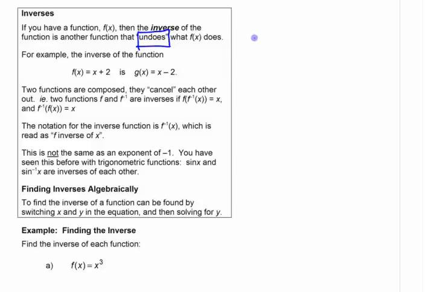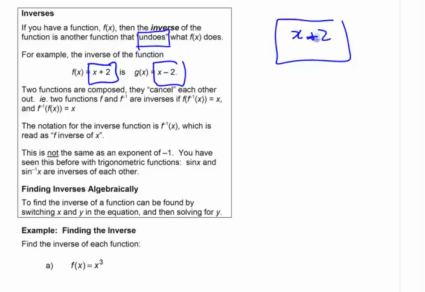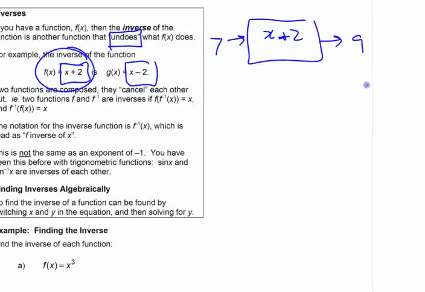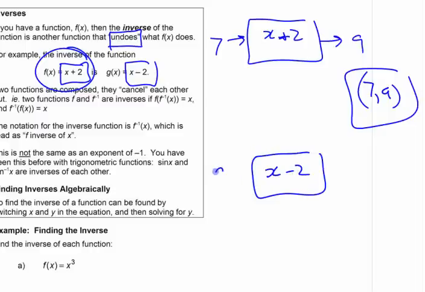In mathematics, the inverse of a function is the opposite function. Adding 2, the opposite of that is subtracting 2. So if you have a rule that says take a value and add 2, and you take a number, 7, you get a 9. So the point (7, 9) is on that function. If you take the inverse of that function, which is the opposite, subtracting 2, and you put a 9 in there, you get a 7 back. It undoes what the other function does.